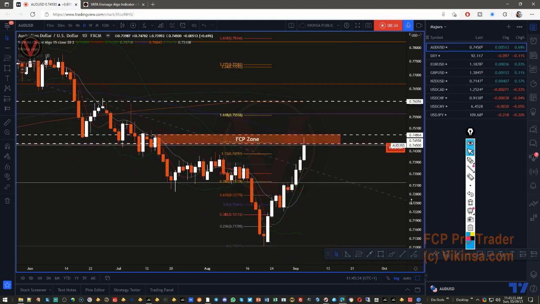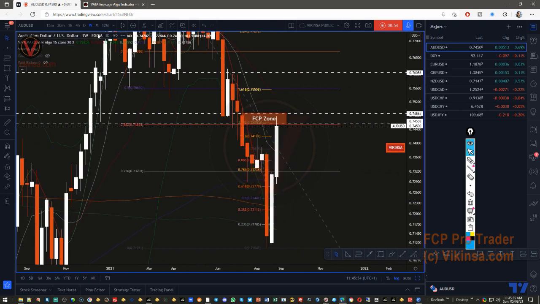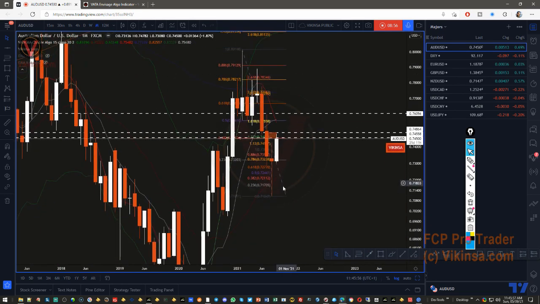On AUDUSD, we have a similar sort of scenario here, but we have a different structure. The market has come into this FCP zone, and we have this moving average right there as well. So AUDUSD can actually go slightly higher before falling down, but there is a reaction to the downside on AUDUSD. On weekly time frame, on monthly time frame, it has been bullish, and it can continue to rise higher to near about this level, which is 0.75633. That is a possibility on monthly time frame.